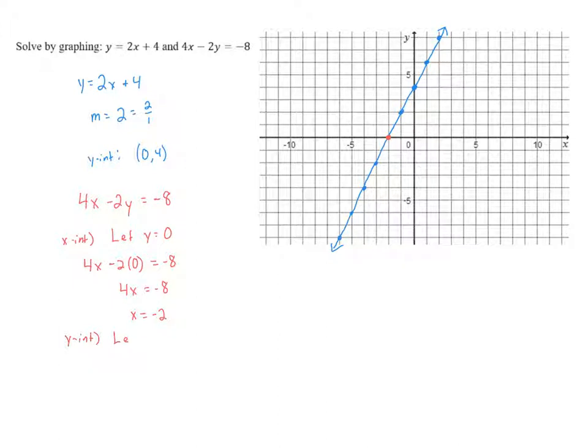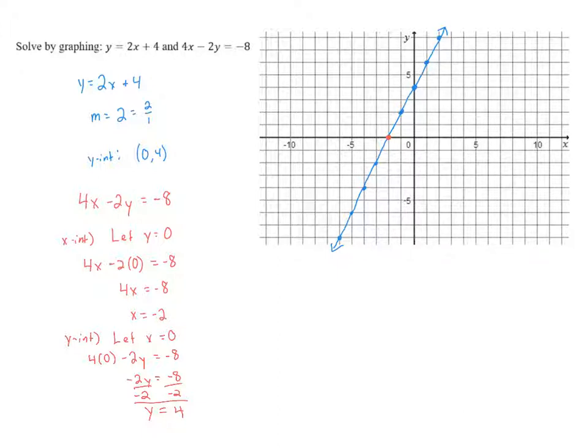To do that, we have to let x be 0. Now if x is 0, then that's going to give us 4 times 0 minus 2y equals negative 8. But anything times 0 is 0, so that first term is going to go away. We've got negative 2y equals negative 8. To get y alone, we divide both sides by negative 2. That gives us y equals positive 4, because a negative divided by a negative is a positive.